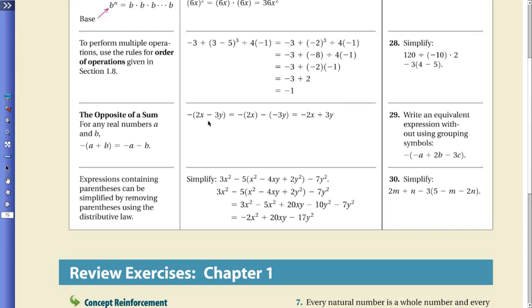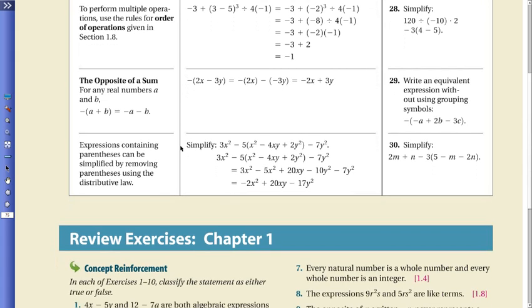I would distribute. I take negative 1 times 2x, which is negative 2x. Then I would take negative 1 times negative 3y and get a positive 3y. Okay? You take negative 1 times 3y, you get a negative 3y. And then you subtract that, you change it to an addition, you get positive 3y.